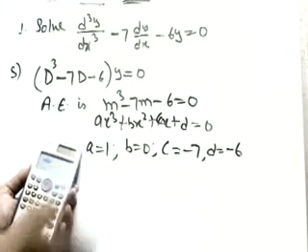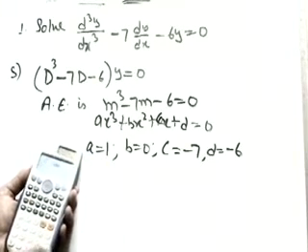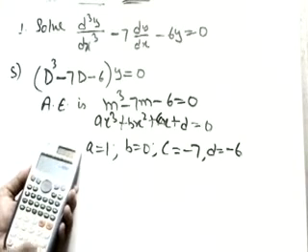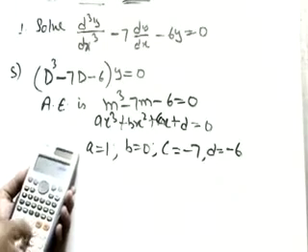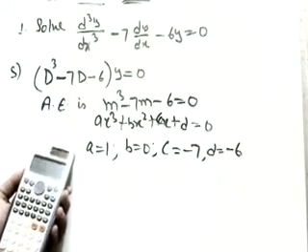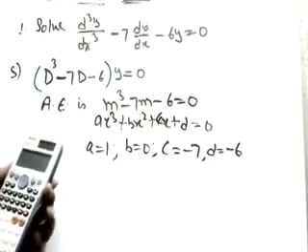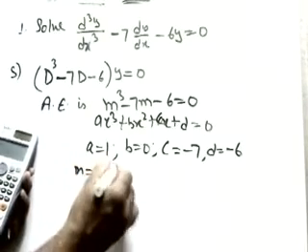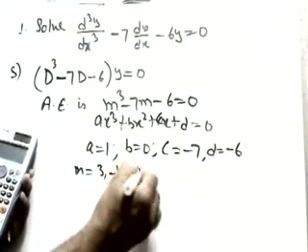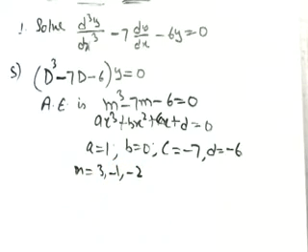So let me substitute these values in the calculator. First a, the value of a is 1 equals, b value is 0 equals, c value is minus 7 equals, d value is minus 6. Now you will get the values of m. So m equals 3, minus 1, minus 2. Because it is a cubic equation, we get 3 roots.